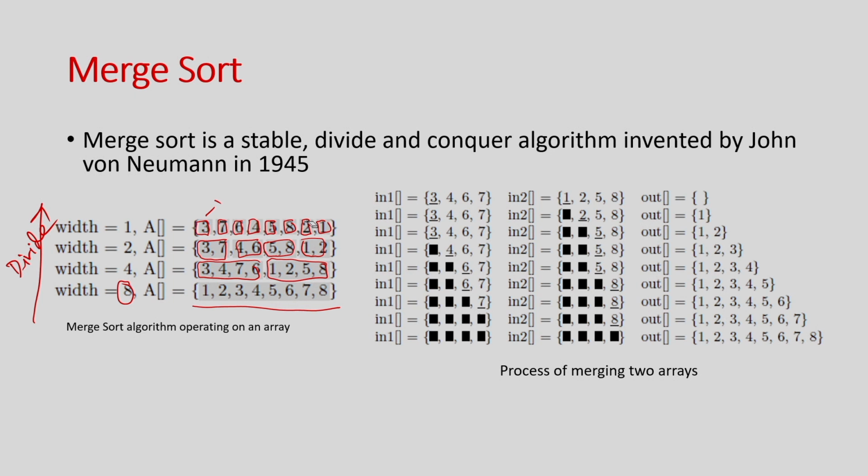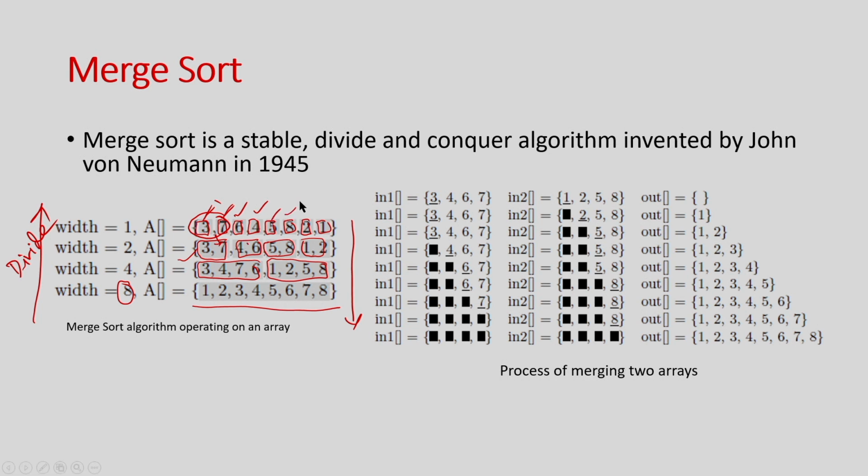Once we reach the individual array level, I can assume that it is already a sorted array of 1 element. I am going to merge these 2 sorted arrays into another one. The problem here is that I am given 2 sorted arrays and I have to merge them into a single sorted array. So I take this array and this array, these are the 2 sorted arrays, and I merge them into a sorted array like this. Then I take this and this, merge them, and get this. Similarly, I take these 2 sorted arrays.